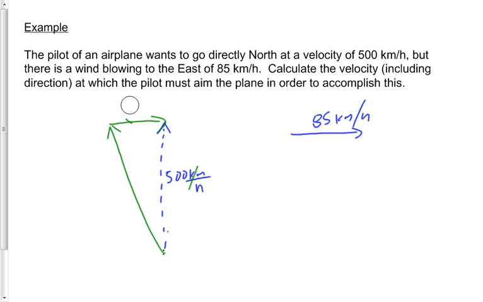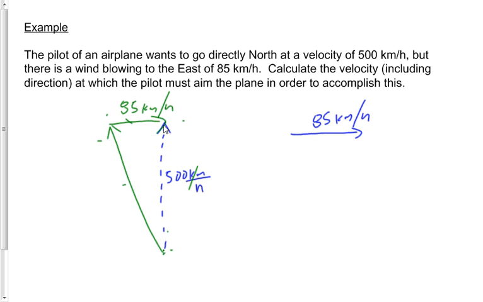Look at what we have now. We get an 85 kilometer per hour wind blowing to the east. We're aiming in this direction right here, somewhere north and west. We end up going straight north. Let's take a look at our vector diagram. Front to back, that works. The resultant vector is drawn from start to finish, that works.